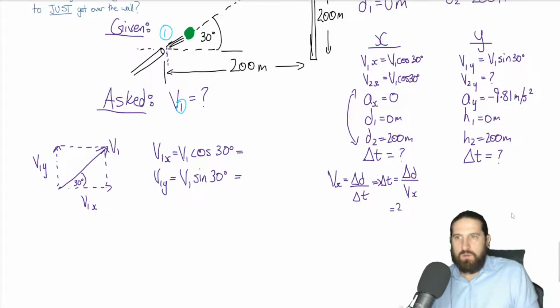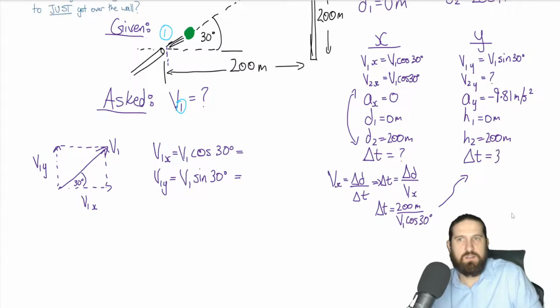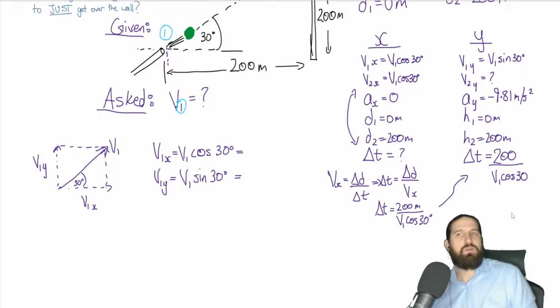Okay, so then 200 meters all over V1 cos of 30, and now our delta t is something that we can kind of come over here and pretend like we at least have one of them. So 200 divided by V1 cos 30, because now we have 1. Delta H, remember, is just 1, so these two contribute to delta H, so that's 2, and now we have 3, and so we can solve for this one, right? Okay.